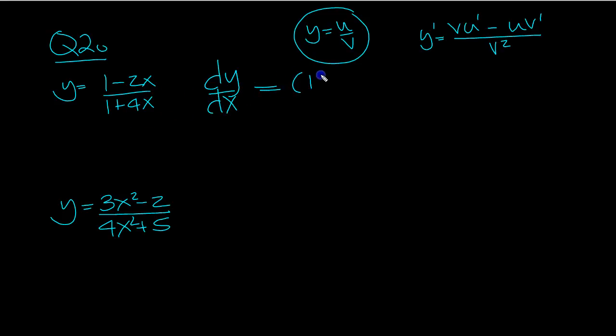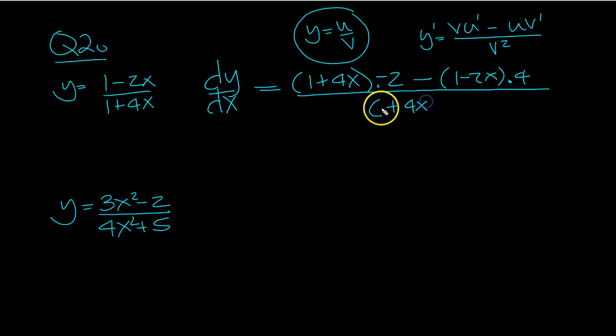v is more than one term, so put a bracket, times du/dx, which is 0 minus 2, minus u, more than one term, put a bracket, times dv/dx. This differentiates to 0 and this goes to 4, all over v squared. v is this, more than one term, put a bracket, squared. Tidy up now then: minus 2 minus 8x from the first bracket.